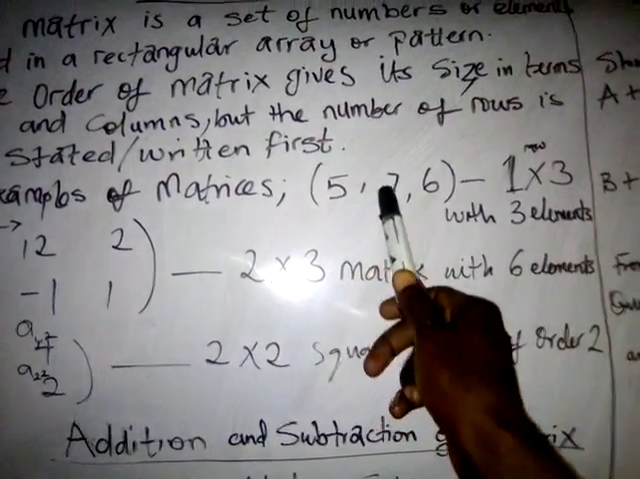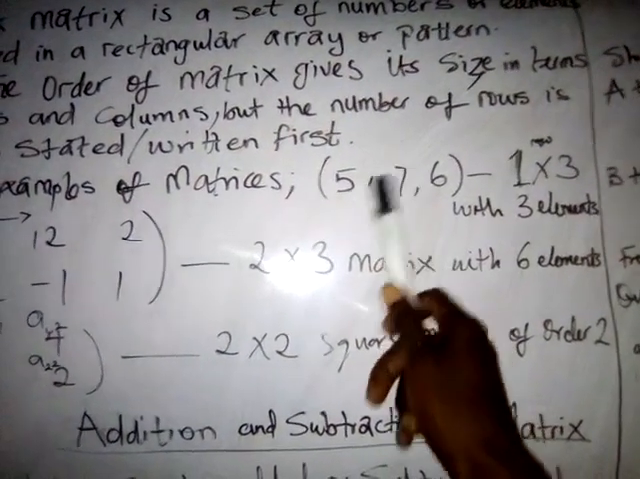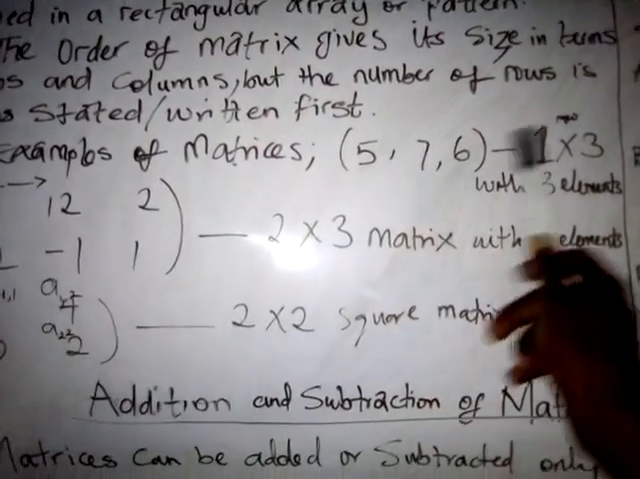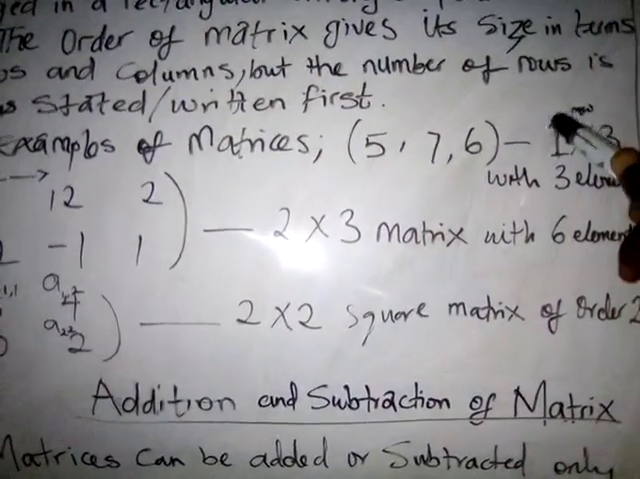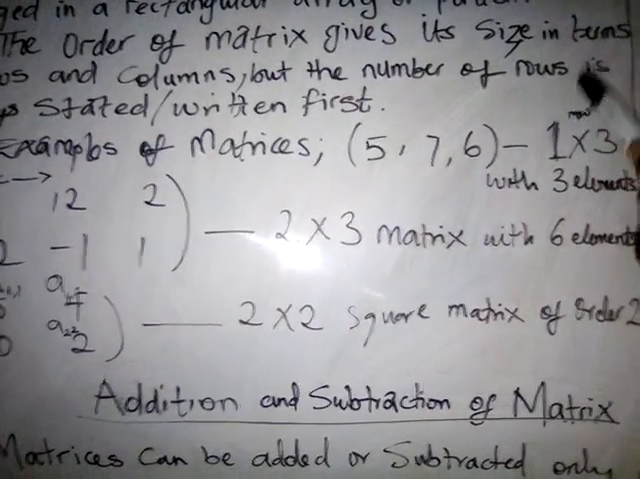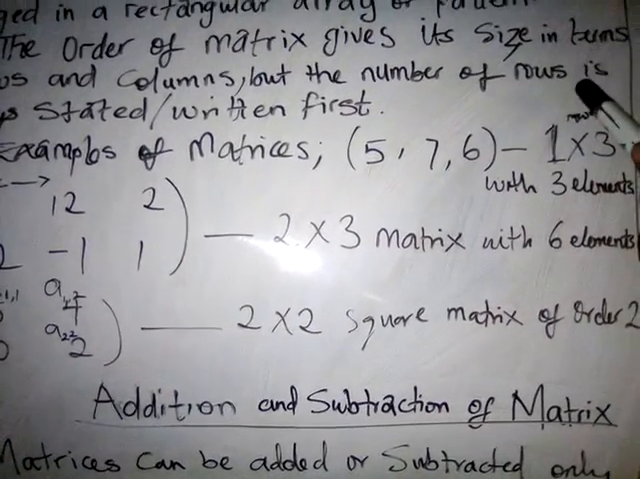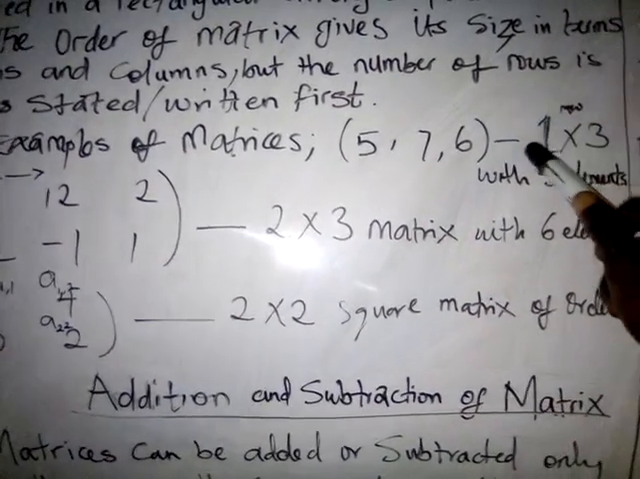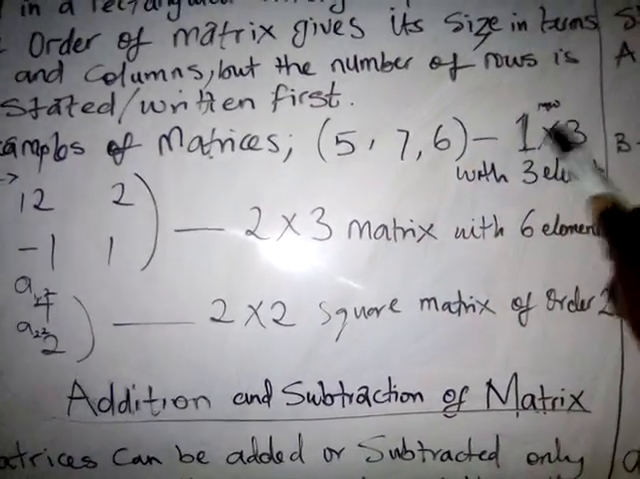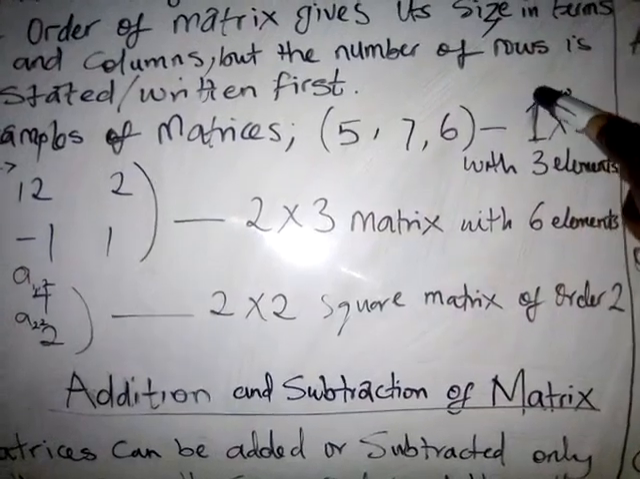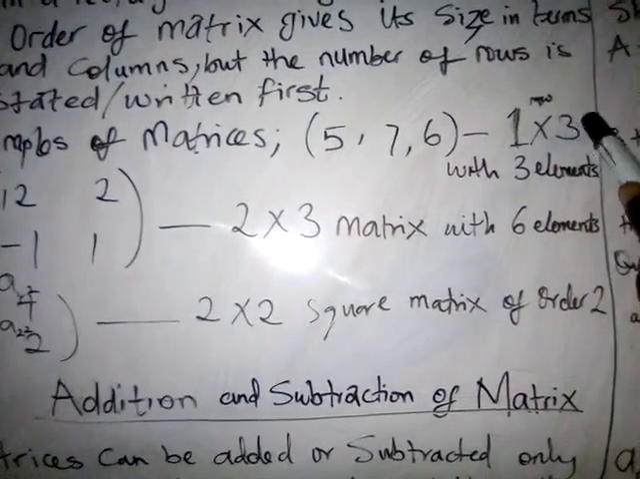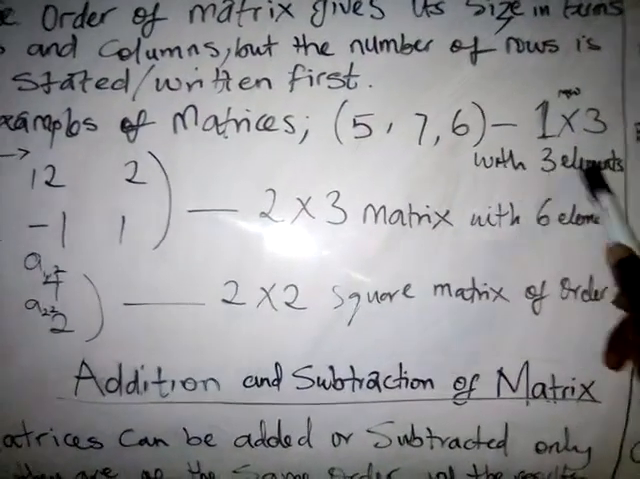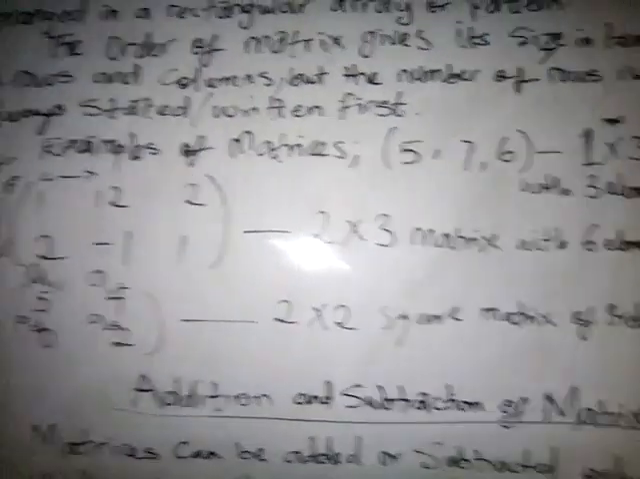This and this type of matrices. We have different types of matrices, but this type is 1 by 3. This one you are seeing is the row. That's why we say the row is written first, is stated first. So when you see such a matrix written as 1 by 3, this one represents the row and this represents the column. You get it now? So we call this a 1 by 3 matrix with 3 elements. You can see these are the elements.